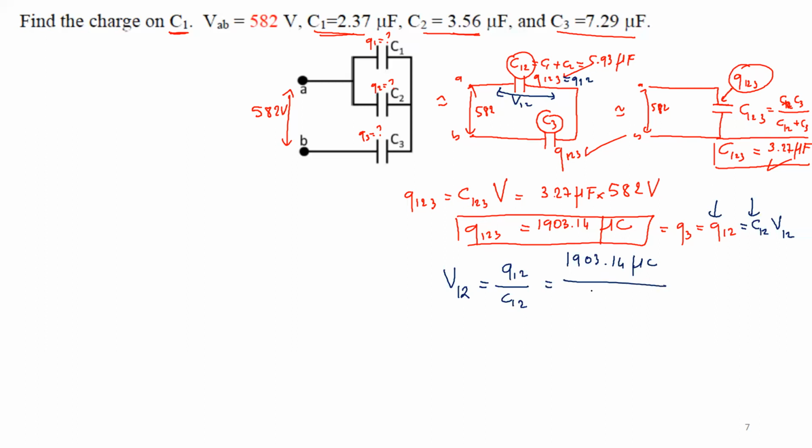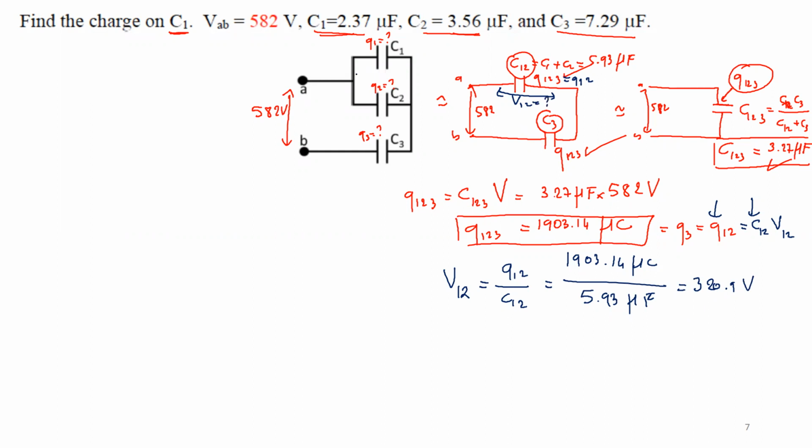What is C12? 5.93 microfarad. Of course, micro goes away. Coulomb divided by farad gives you volt. So V12, how much do you get? Calculate V12. I get 320.9 volt. This is my V12. Okay, so now getting V12 makes my life simpler.